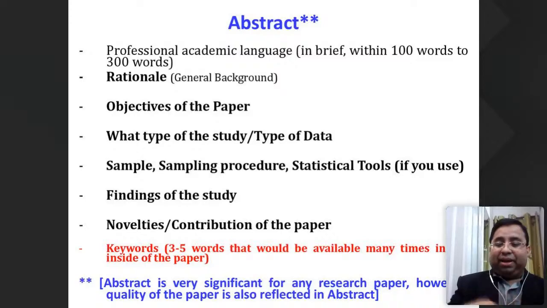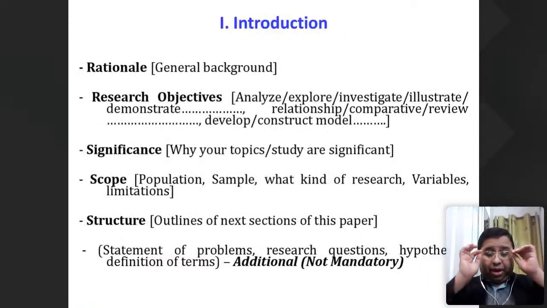Okay. So I'll come back to the abstract again at the end of the session.